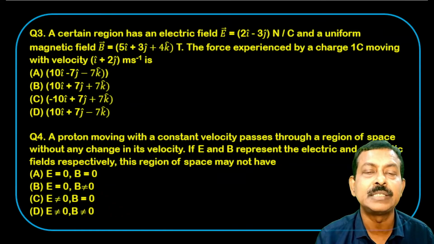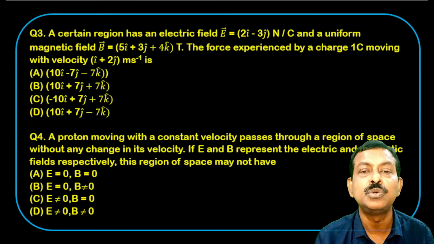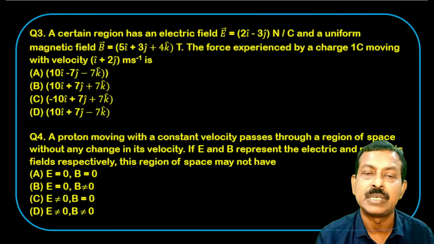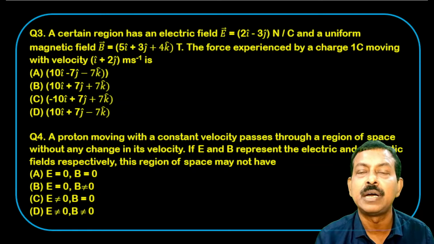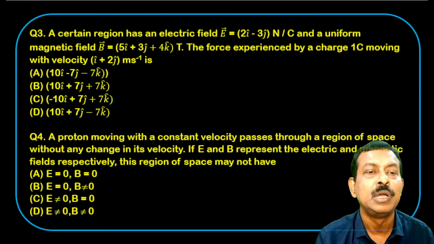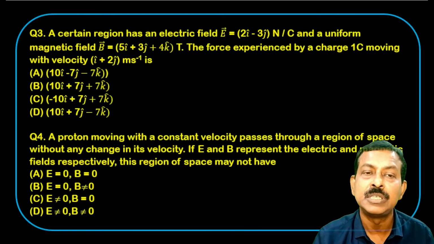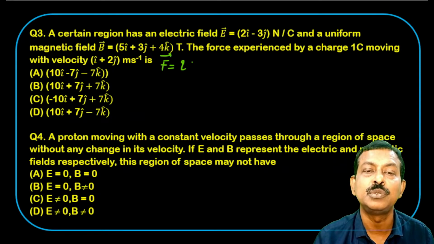Next one. A certain region has an electric field E equals 2i minus 3j newton per coulomb and a uniform magnetic field B equals 5i plus 3j plus 4k tesla. The force experienced by a charge of 1 coulomb moving with velocity i plus 2j meter per second is. Now, since it is the Lorentz force acting on it, because there are both electric and magnetic fields, F will be equal to Q(E plus V cross B).